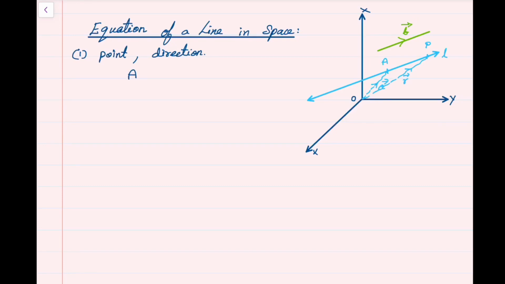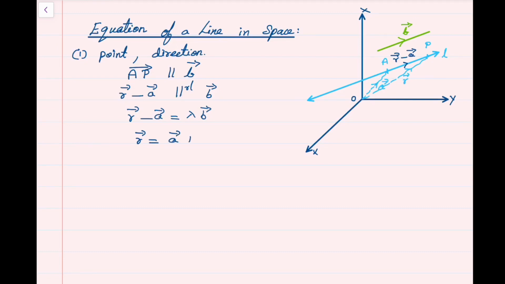From the figure we can say that vector AP is parallel to vector B, and vector AP is terminal point minus initial point, R minus A. This is R minus A. R minus A is parallel to vector B. If two vectors are parallel, we know that one can be written as a scalar multiple of the other. Therefore, vector R is equal to vector A plus lambda times vector B. And this is the vector equation of this straight line when you know one point and the direction.